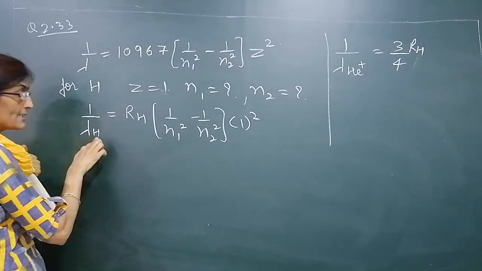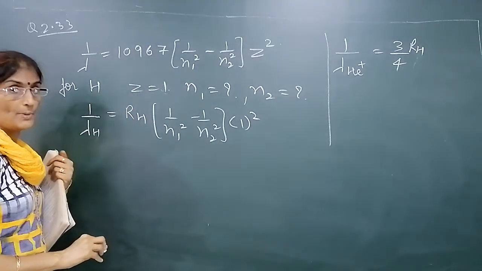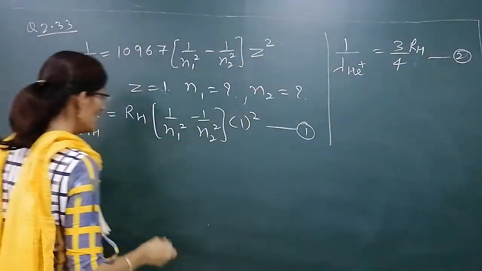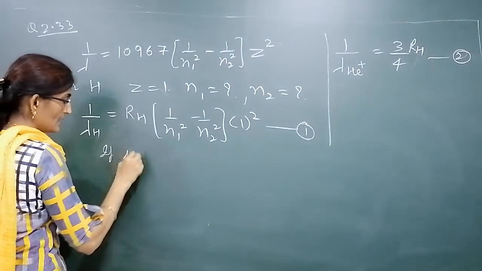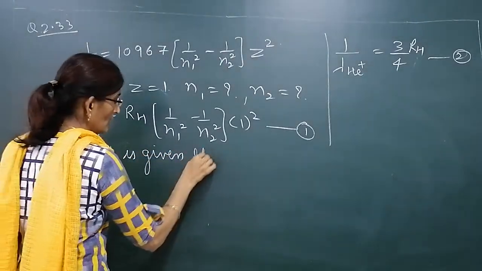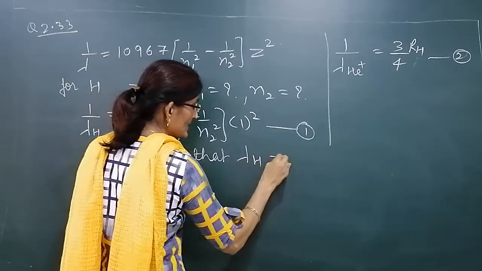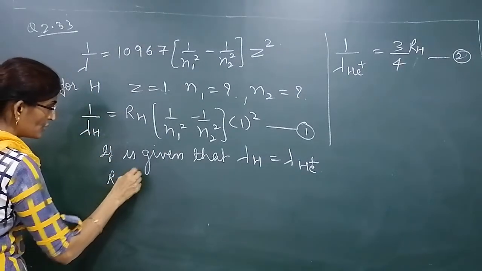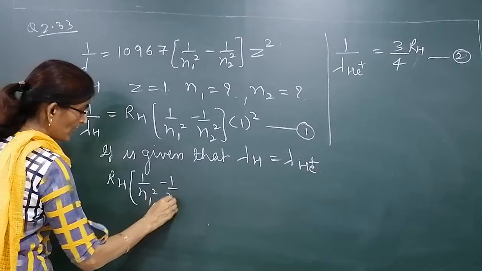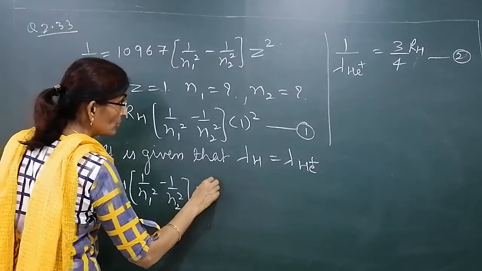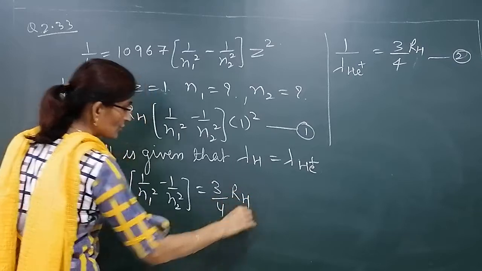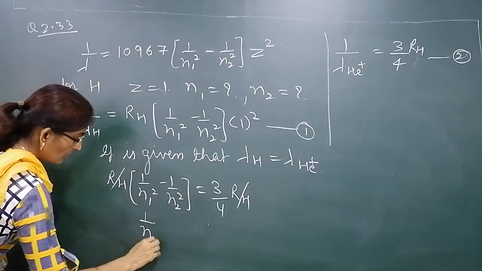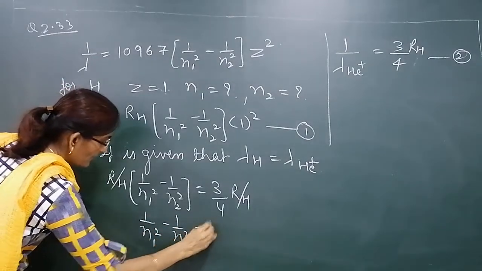Now he's telling that this lambda for hydrogen is same as He plus. So we can equate equation 1 and equation 2 given in the question. It is given that lambda of hydrogen is same as lambda of He plus. So equate the two equations. RH times (1 upon N1 square minus 1 upon N2 square) is equal to 3 by 4 RH. RH cancels. Now by simplifying it, we can get 3 by 4.